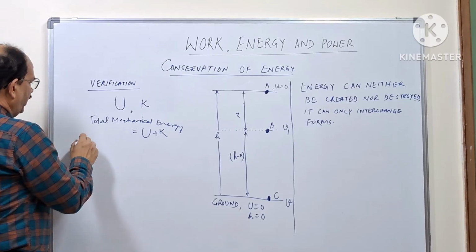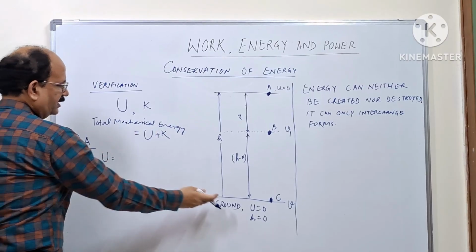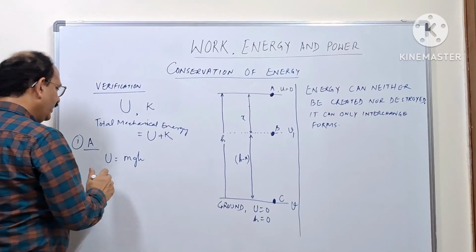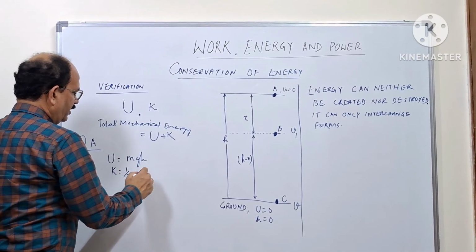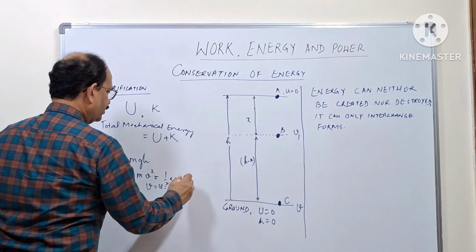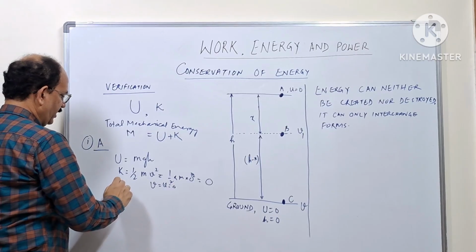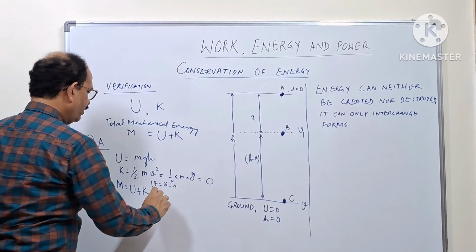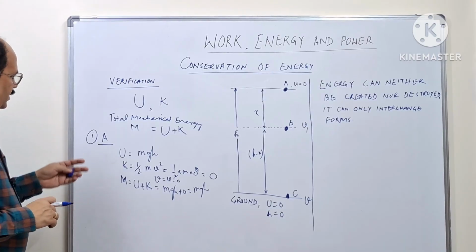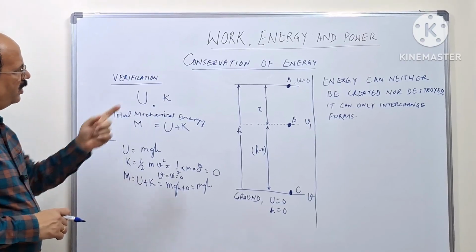Let's do the analysis. At point A, the potential energy, because it is at height h, will be equal to mgh. No brainer, it is very obvious. What about kinetic energy? Kinetic energy will be equal to half times m v square, and in this case v is equal to u equal to 0, therefore it will be half into m into 0 square, which is 0. So then the total mechanical energy, if I write this as M, which is nothing but U plus K, will be equal to mgh plus 0, which is equal to mgh. Correct? So this is the total mechanical energy at point A.